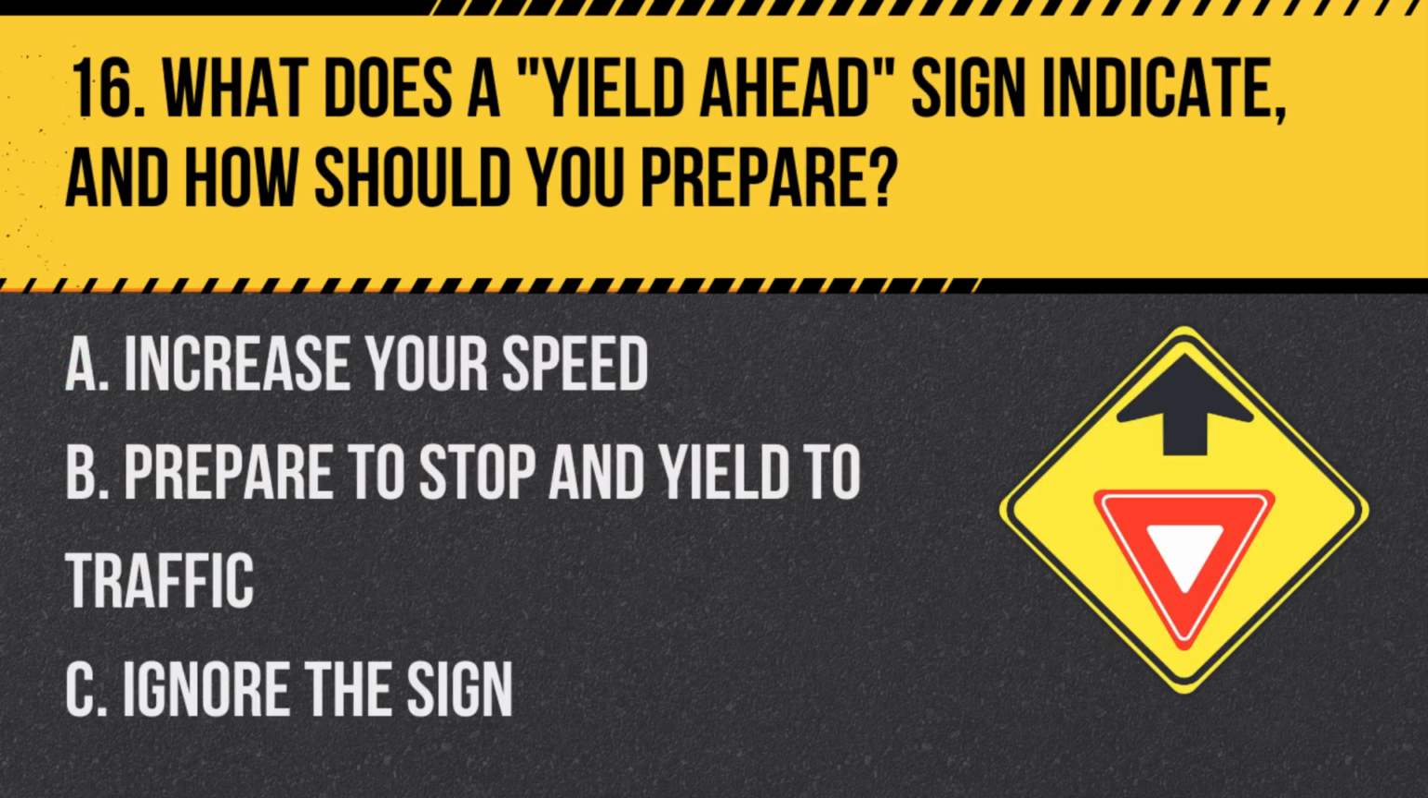Question 16. What does a yield ahead sign indicate, and how should you prepare? A. Increase your speed. B. Prepare to stop and yield to traffic. C. Ignore the sign. Answer. B. Prepare to stop and yield to traffic. A yield ahead sign indicates that you should prepare to stop and yield to traffic.